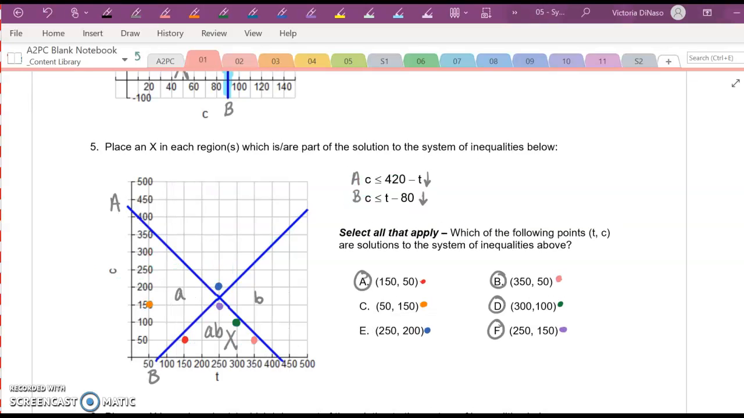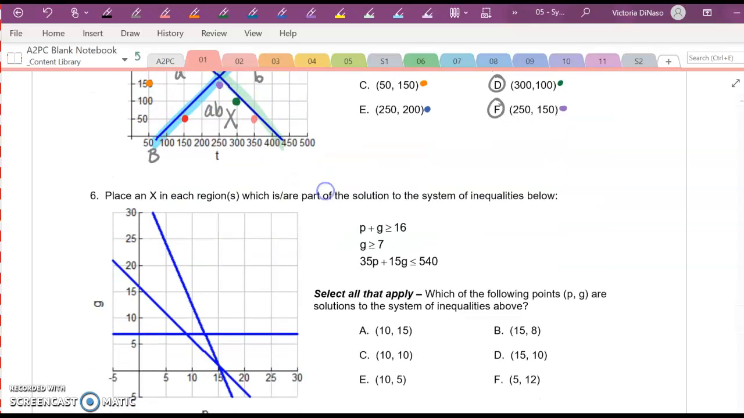So number 5 is the last one that we have with only 2 lines. A, which is right here, and then B, which is right here, and we find out that X marks the spot where they intersect, and my answers are A, B, D, and E. So the only 2 that do not fall in my region are C and E. Let's take a look at number 6.